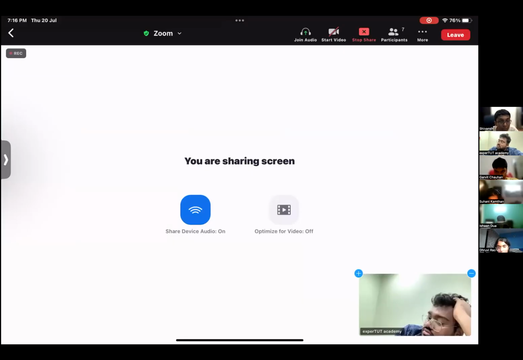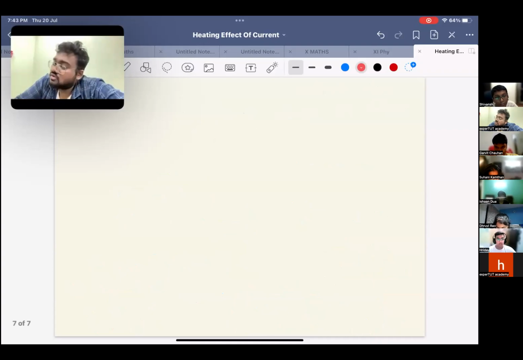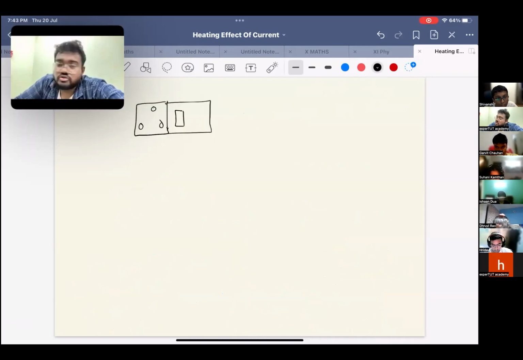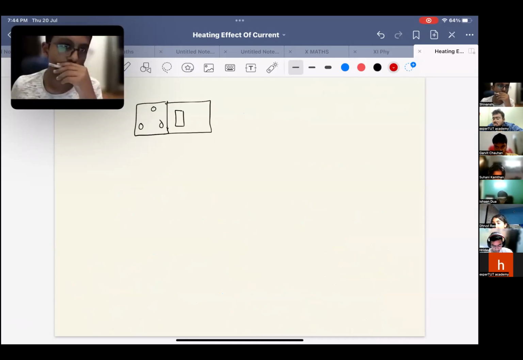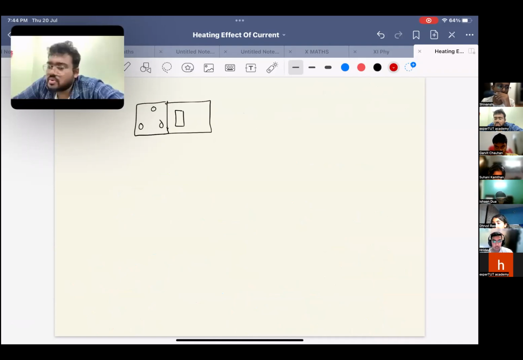So see, suppose you have a circuit at home. The plug, plug point, and there is a switch. Okay, usually your usual switchboard. Let's say you are using a device which involves heating. Can you name a device? A heater, because why not? Heater or a press iron.